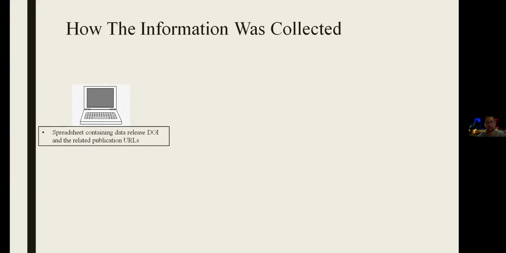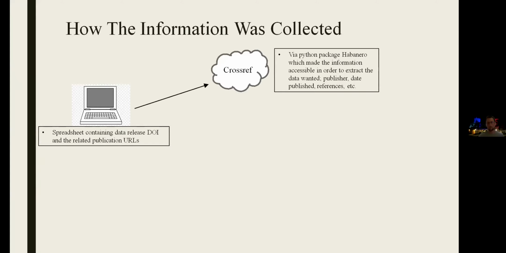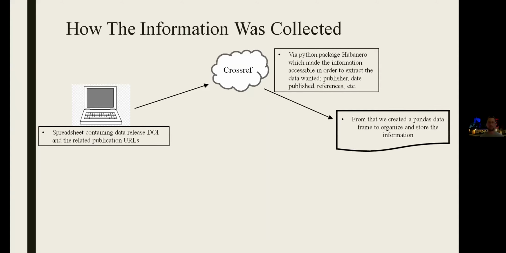We started out with a spreadsheet containing the data release DOIs and the related publication URLs. We were able to access Crossref through the package Habanero, which made the information accessible in order to extract the data we wanted. So instead of doing the manual process, it was programmatically automated. We looked for the publication date, the publisher, whether or not they had a reference section, and whether or not the data release was in the reference section.